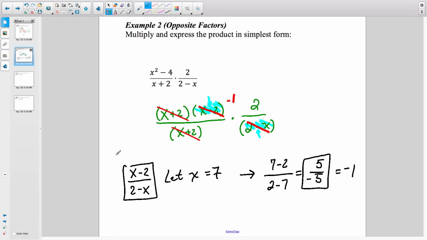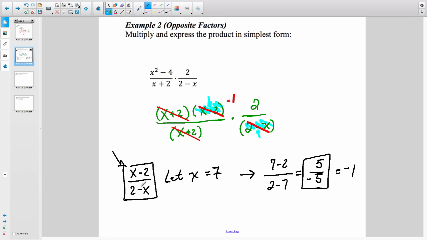So that's where opposite factors come from. It's not some shenanigan or a trick or any kind of magic. It's legitimate math. These two factors, if they were placed on top of each other and you put any number you wanted into x, would result in negative 1.